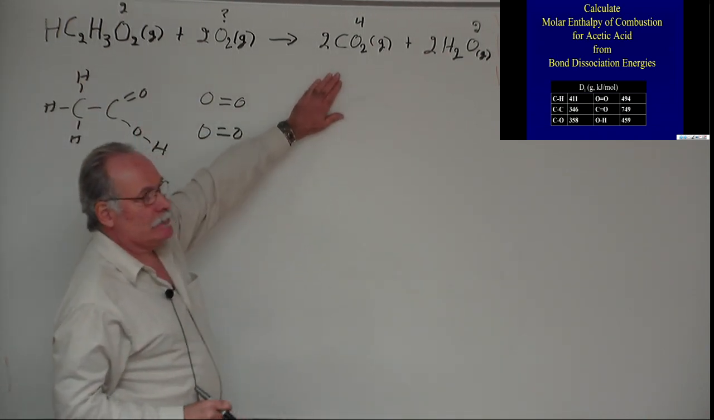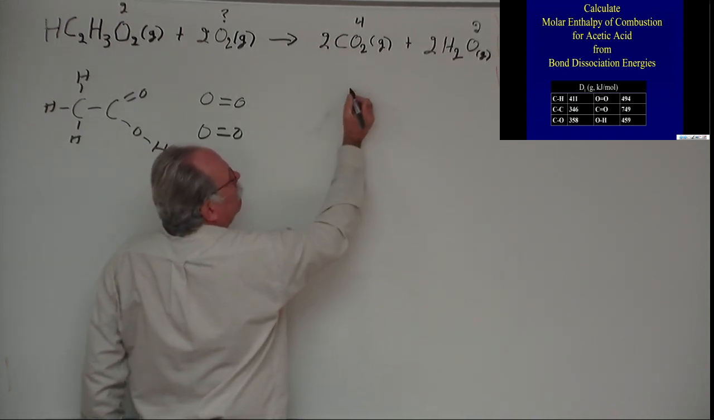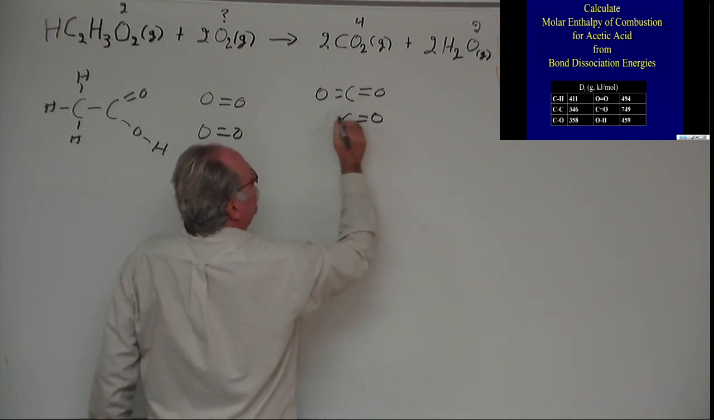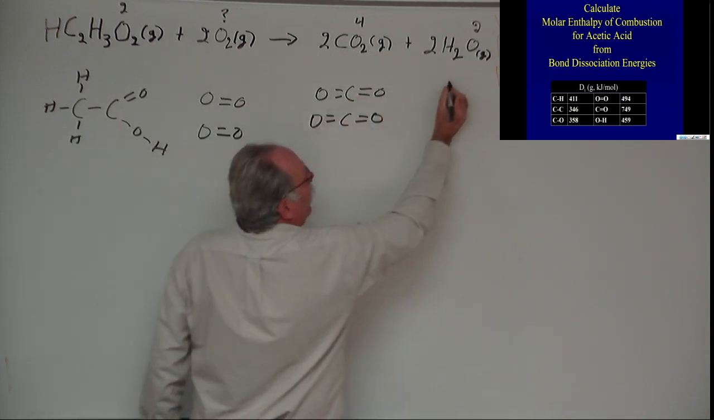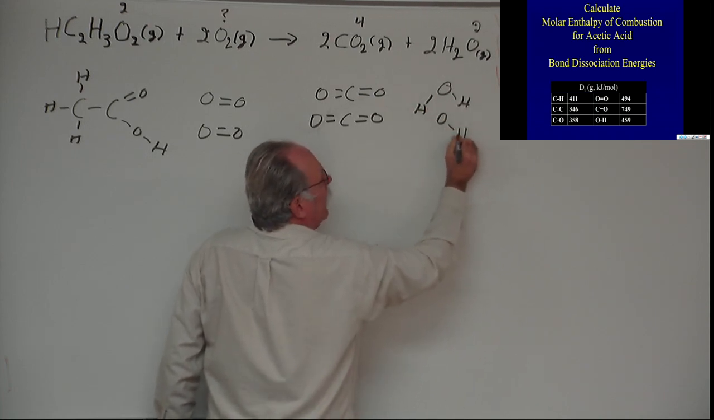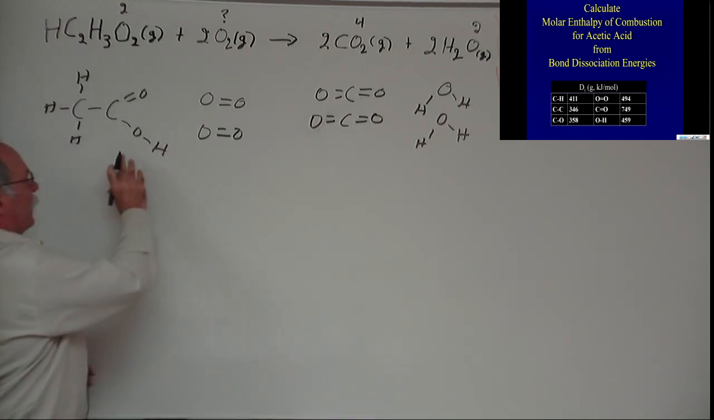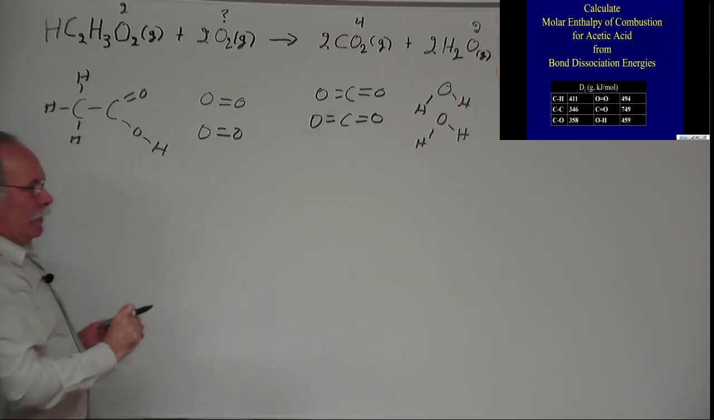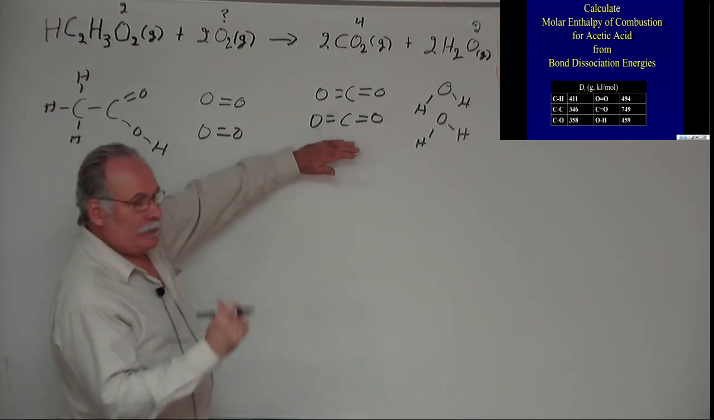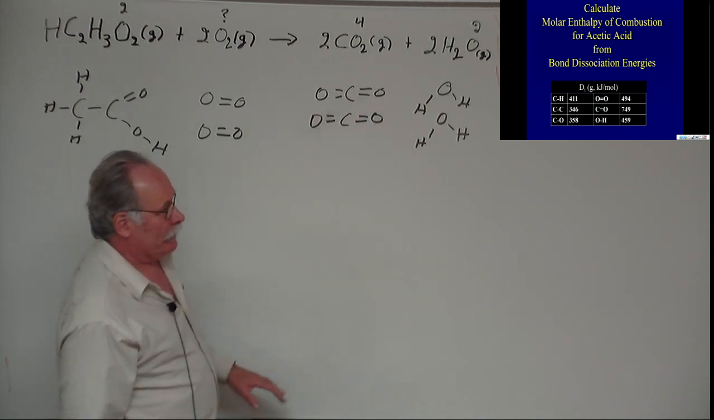And formation is the opposite of dissociation. So I need to figure out how many bonds I'm forming. And I can see that each carbon dioxide has 2 bonds, and each water has 2 bonds. So I'm forming 8 bonds. And if you think about it, breaking a bond is an endothermic process. You add energy. Therefore, from conservation of energy principles, making a bond is an exothermic process.